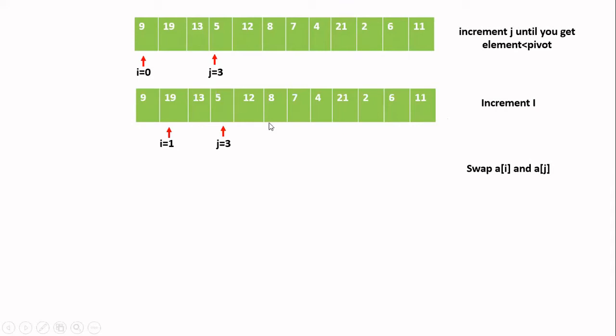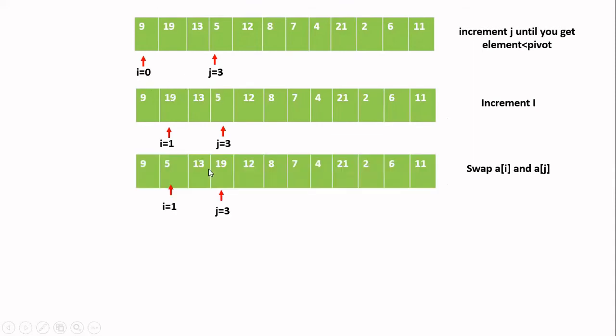So when I swap A of i and A of j, A of i is 19, A of j is 5. Now these two will be exchanged. So your array will be 9, 5, 13, 19 and so on. Okay, so after you swap, next again consider this j, move j to the right, that is, increment j until you find an element which is less than the pivot element. Okay, so now the same steps we are going to perform again and again. So now increment j until you get an element that is less than the pivot.